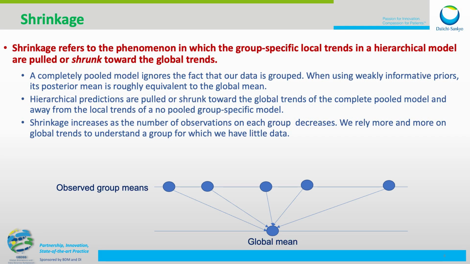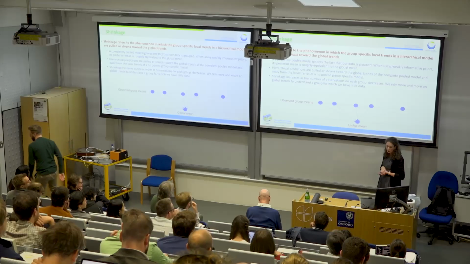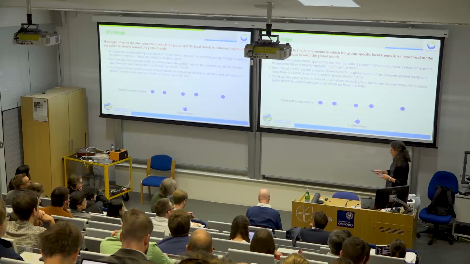We know that shrinkage will increase as the number of observations in each group decreases. And this makes a lot of sense because we're going to rely a lot more on global trends to understand a group for which we have little data.